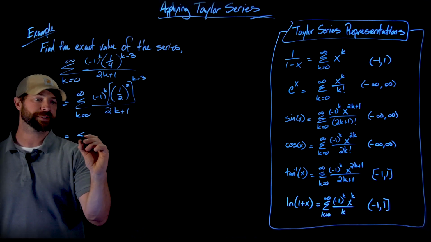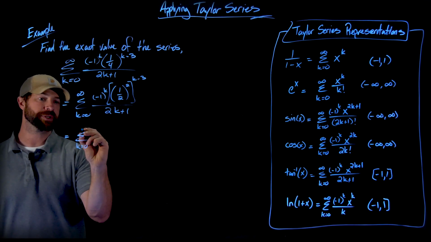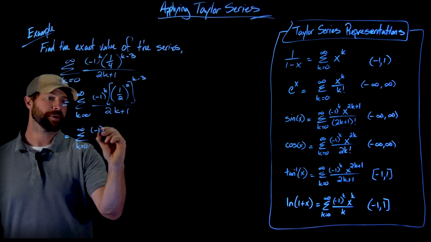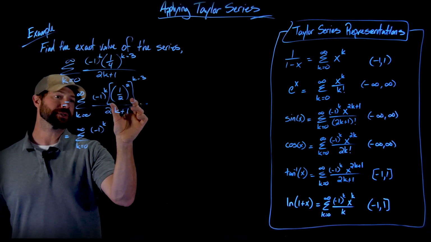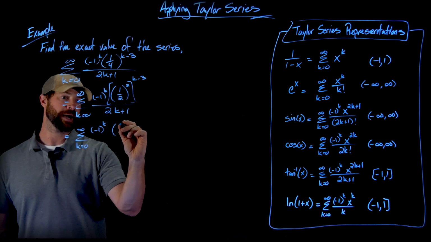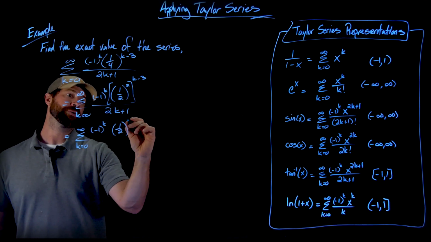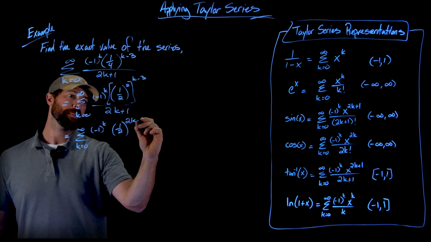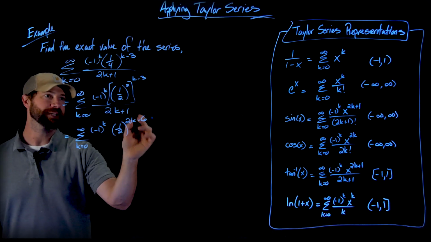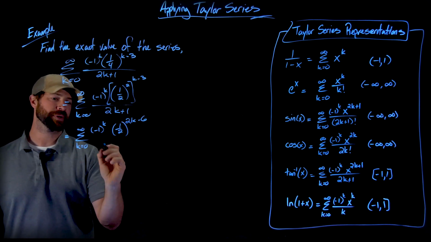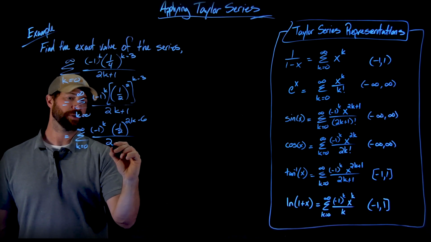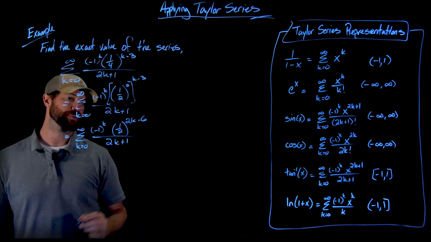And so I'll have the summation again from k equals 0 to infinity. All this is the same. The interesting thing is what's going on here. So I'm going to have 1/2 to the 2k minus 6. Again, importantly, I distributed that 2 to both of those terms in that exponent, all over the 2k plus 1.